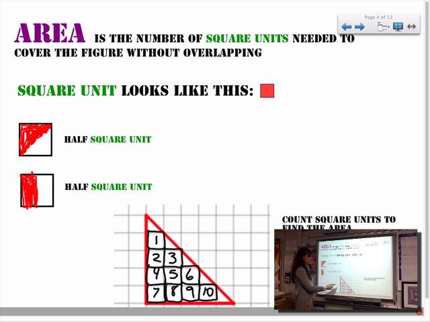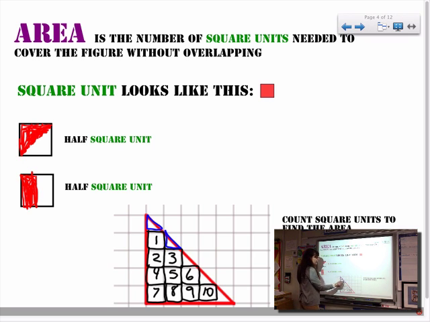Notice that my full square units do not completely cover this right triangle. We now need to use our mathematical thinking to consider the parts of this triangle that are represented by half a square unit. I see one half square unit here and another half square unit here.